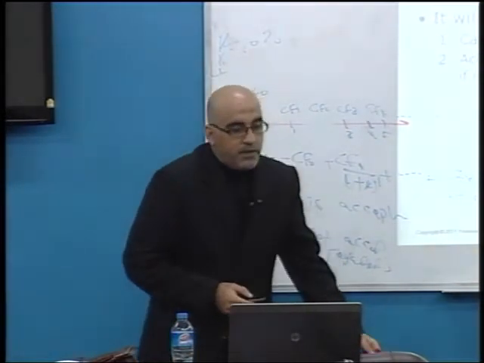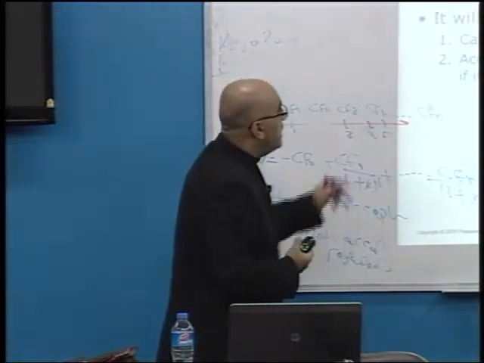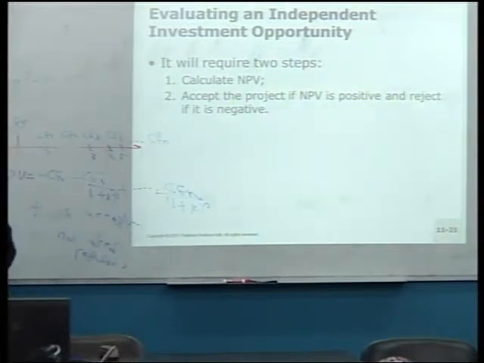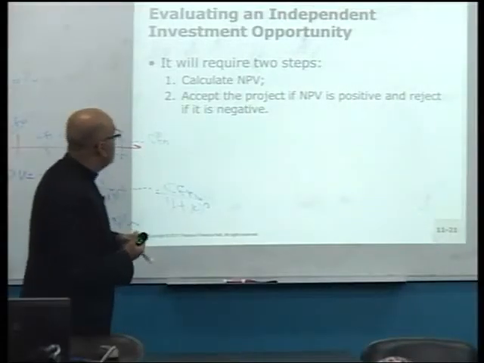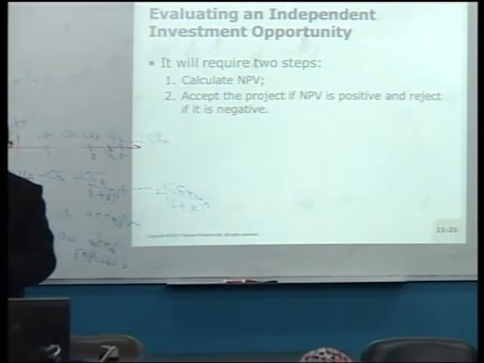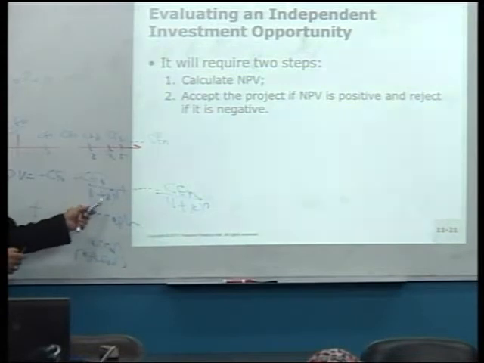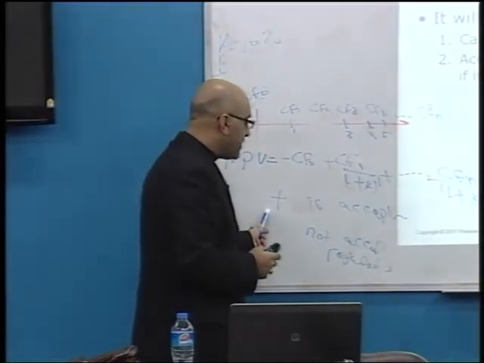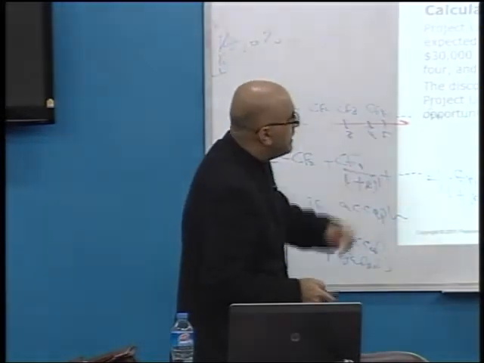Okay? So the decision will require 2 steps. First, calculate the net present value, then accept the project if the net present value is positive and reject it if it is negative. As we mentioned here, we discount the cash inflow and cash outflow. Then if it is positive, it is accepted. If it is negative, it is not accepted. Take this example here.